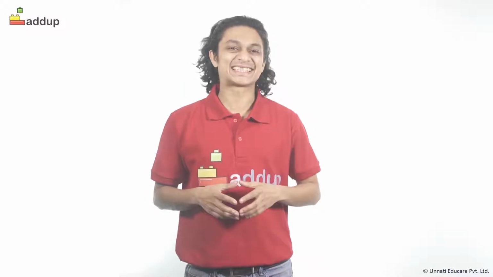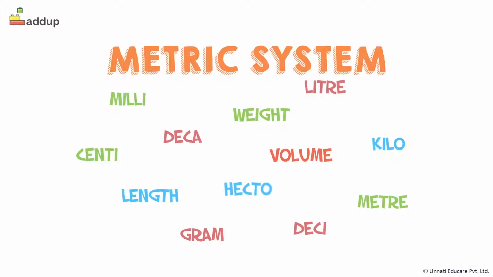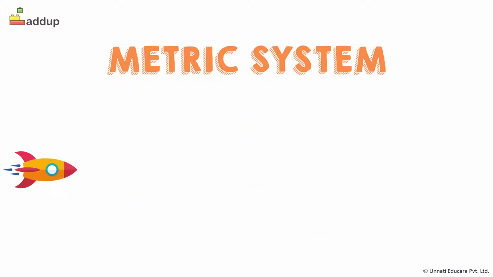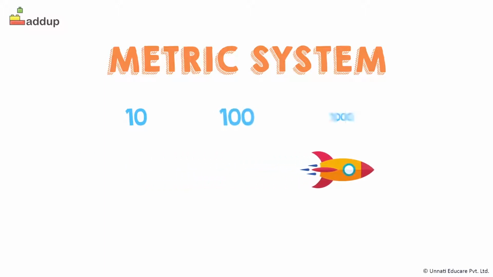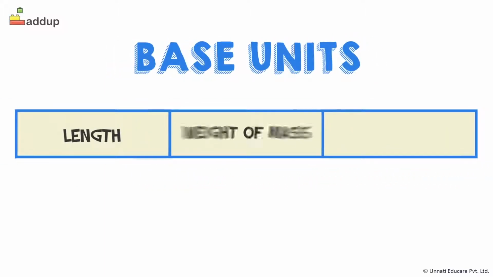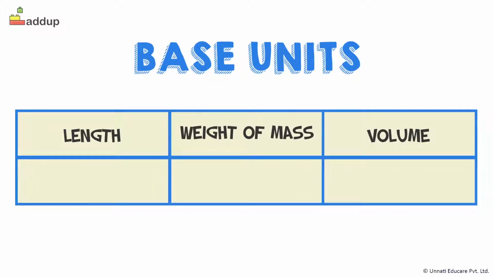Now that you know some of the units of measurement, let's understand more. All these units are part of the metric system of measurement. The metric system measures units in multiples of 10. Length, weight, and volume have a base unit of measurement. For length, it is meter. For weight, it is gram. And for volume, it is liter.